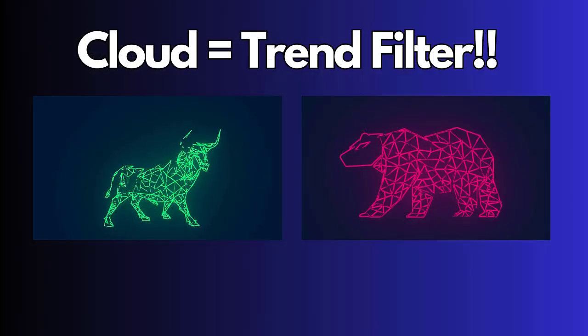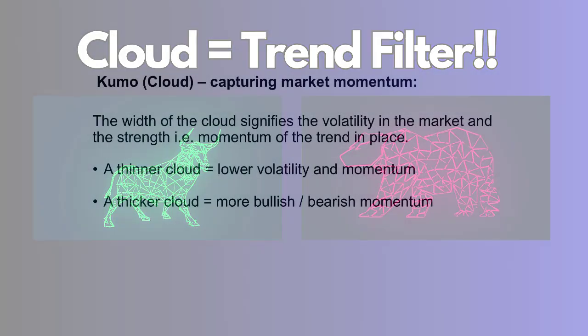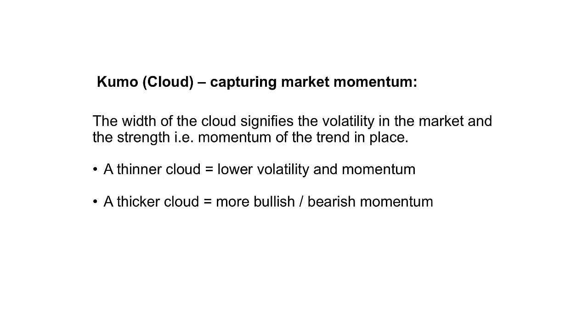Now the cloud is a great trend filter to differentiate between the bulls and the bears, but also you can use it for gauging market momentum. The width of the cloud is also very important, signifying the volatility in the market and the strength of the trend in place. A thinner cloud, lower volatility and momentum. Thicker cloud is more bullish, bearish momentum.